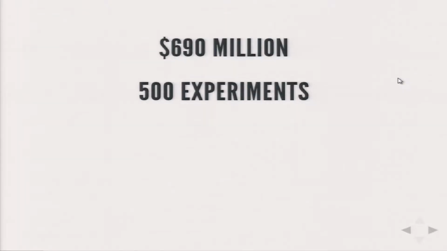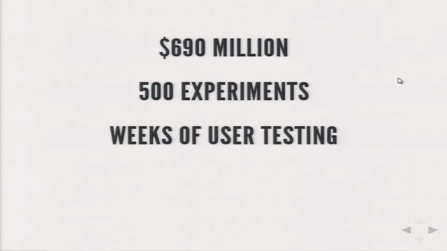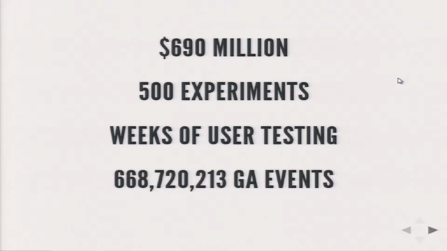And we ran about 500 experiments, and these were A/B tests or multivariate tests. And we did weeks of user testing. So this is on the qualitative data side, watching your users actually use your application. And this is an interesting little data point that I think displays well our focus on data. And we sent over 668 million custom events to Google Analytics.